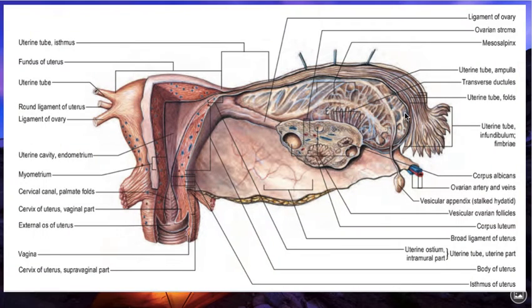Here you can see this is the fimbriated end, the infundibulum of the uterine tube, right? Then we have the uterine tube, the ampulla portion, right? And then this is the uterine tube isthmus part, and this is the intramural part of the uterine tube, the intrauterine part.